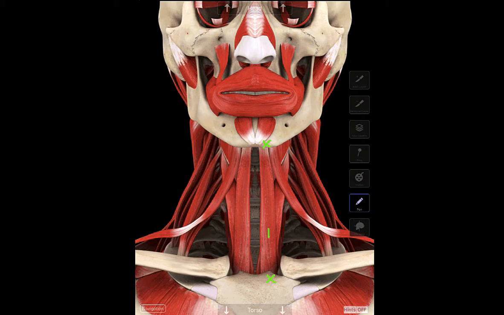Number two is this muscle here. That's number two. It is right next to the thyroid gland. That is also a hint.